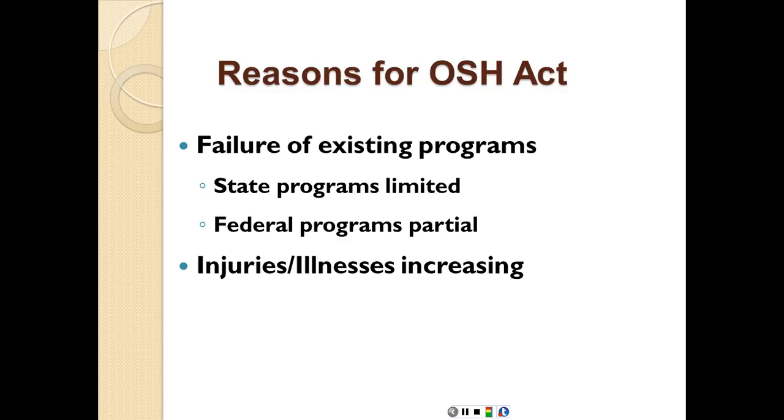So some of the reasons for establishing the Occupational Safety and Health Act: failure of existing programs that did not address all the different hazards and the different risks that the employees were subject to. The state programs were limited, so if an employer had to work out of state, for example, they would face different laws. The federal programs were partial, they were not comprehensive, and there was an increasing number of injuries and illnesses resulting from work-related exposure or work-related accidents.